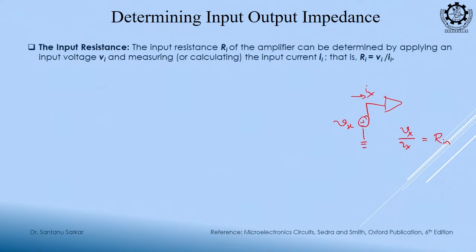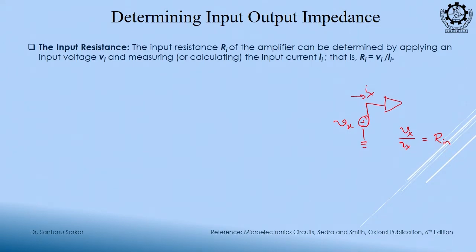Generally, in the input side of the two port network, there is no direct connection to the output side. So, you can directly use this. You can keep the output load open, or make it short circuit or open circuit, that is okay. So, what is the rule saying? That the input resistance Ri of the amplifier can be determined by applying an input voltage Vi and measuring the input current Ii. If you divide them, you will get the input impedance.